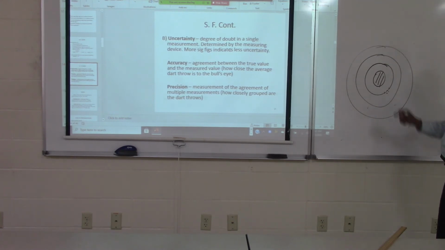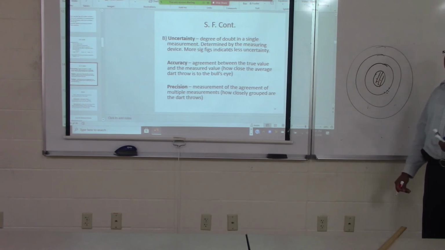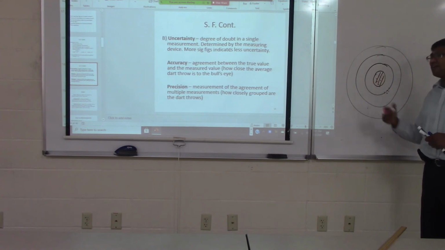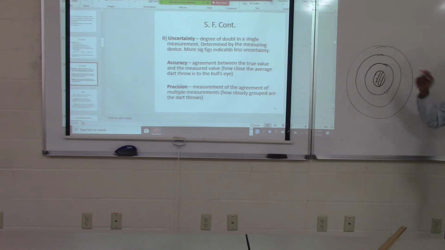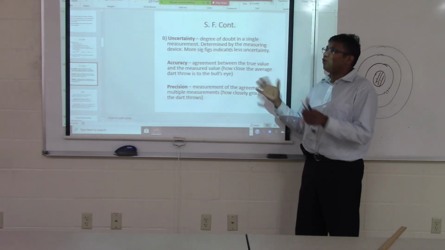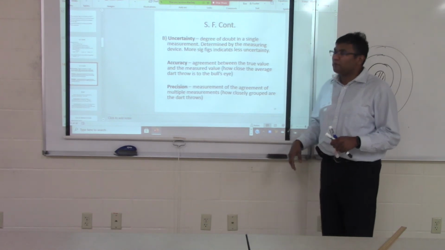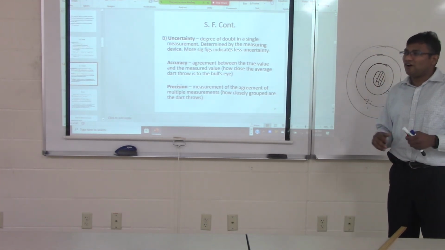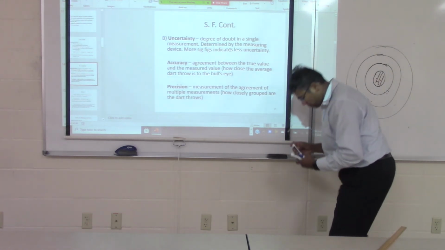But if somebody throws a dart exactly at the actual value, how close your value is to the actual value is called accuracy. If you hit the bull's eye, I can say, wow, you are accurate. But if somebody keeps throwing and they always land in the same spot away from the center, you are not accurate, but you are precise because they are repeatable. Accuracy is the agreement between the true value and the measured value, how close they are to each other. Precision is the agreement of multiple measurements that are grouped together and repeatable. So remember what accuracy is and what precision is.